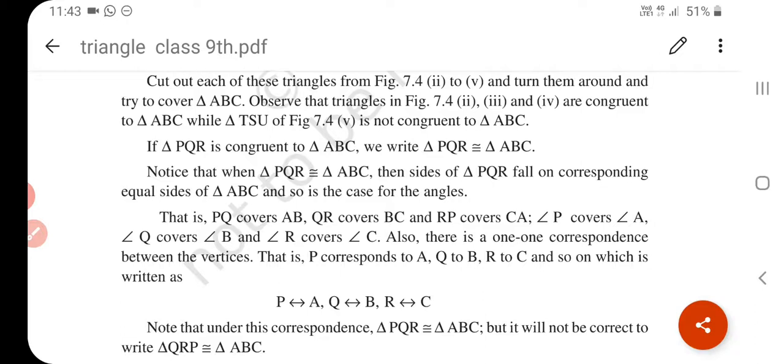Okay, understand? BC is equal to QR, CA is equal to RP and AB is equal to PQ. Writing any other correspondence, that is, triangle ABC is congruent to triangle PRQ, or triangle ABC is congruent to triangle RPQ, will be incorrect. Understand? So always write the correct order. Okay, understand?